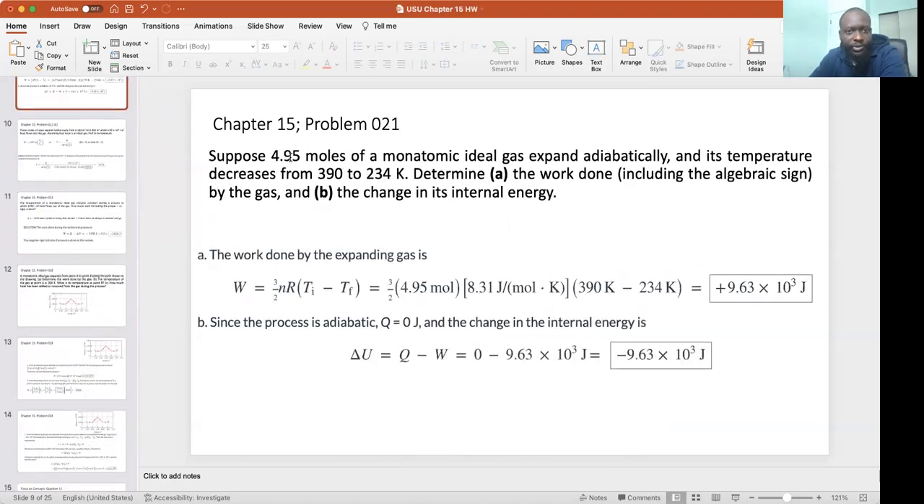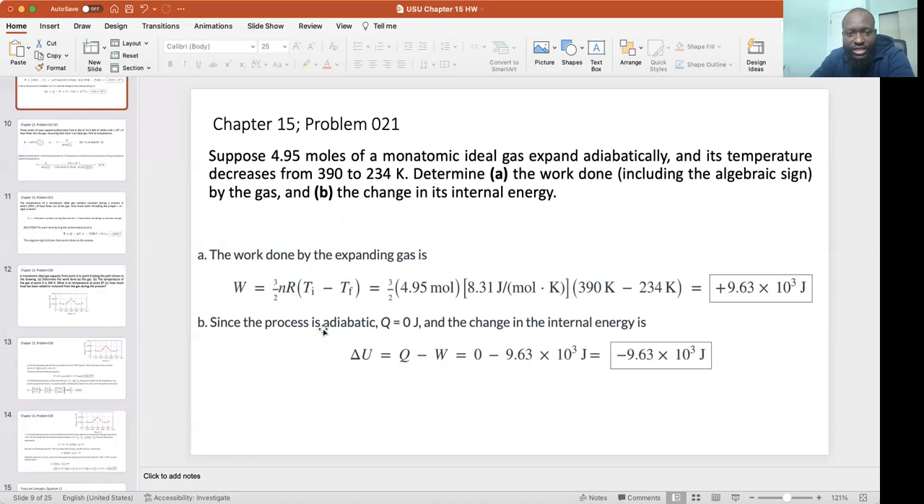Chapter 15, problem 21 says, suppose 4.95 moles of a monatomic ideal gas expand adiabatically and its temperature decreases from 390 to 243 Kelvin. Determine the work done, including the algebraic sign, by the gas and the change in its internal energy. So the work done by the expanding gas is 3/2 nR (T initial minus T final). So we're going to put that in here. Okay, these are already given in Kelvin, so we don't need to convert. And then we get these joules.